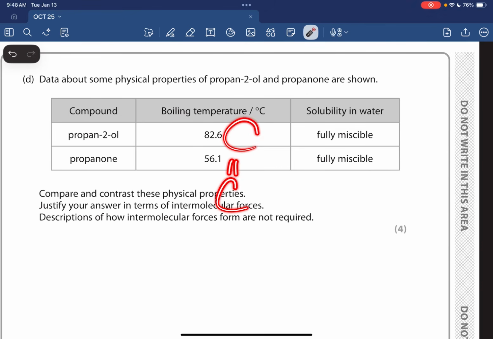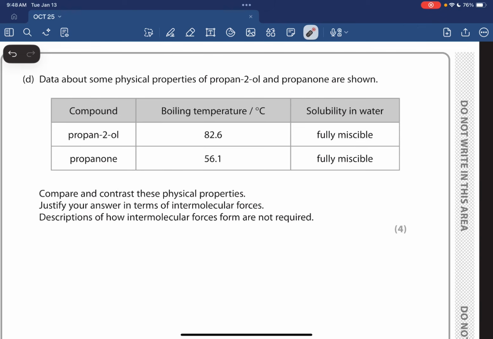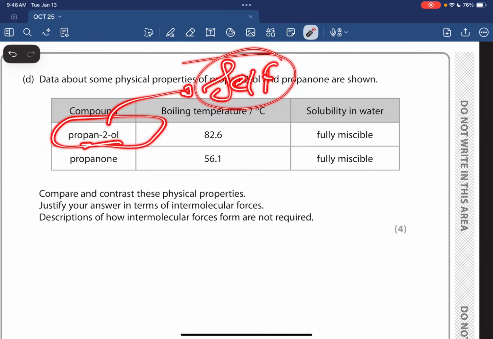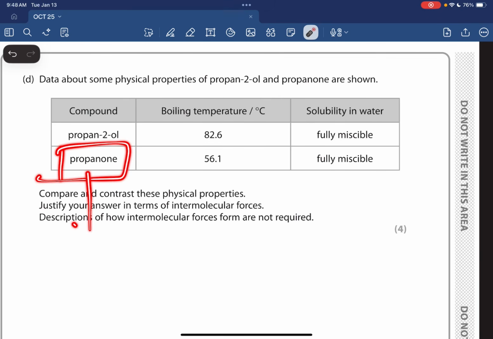Okay, because this oxygen is delta minus and this is delta plus, so it could form dipole-dipole interaction and London forces. These, on the other hand, could form hydrogen bonds as well. Both are miscible, which means that they both can form hydrogen bonds with water, and this can form self hydrogen bonds. This can form hydrogen bonds with water, but between itself, between the molecules of it, between the self molecules, it cannot form hydrogen bonds.